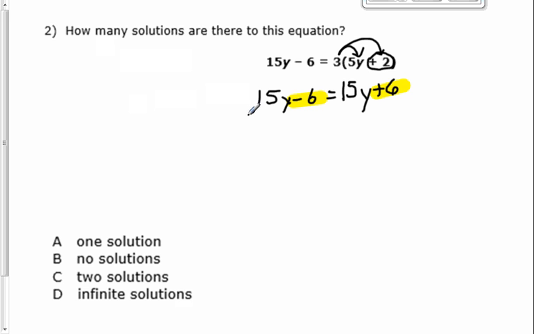Why don't we move the first one over? To get rid of 15 y's is to subtract 15 y's. The reason why I'm not dividing, I know it's a multiply, but guys, you're not trying to separate the 15 from the y. You're trying to move it all the way from one side to the other over here.